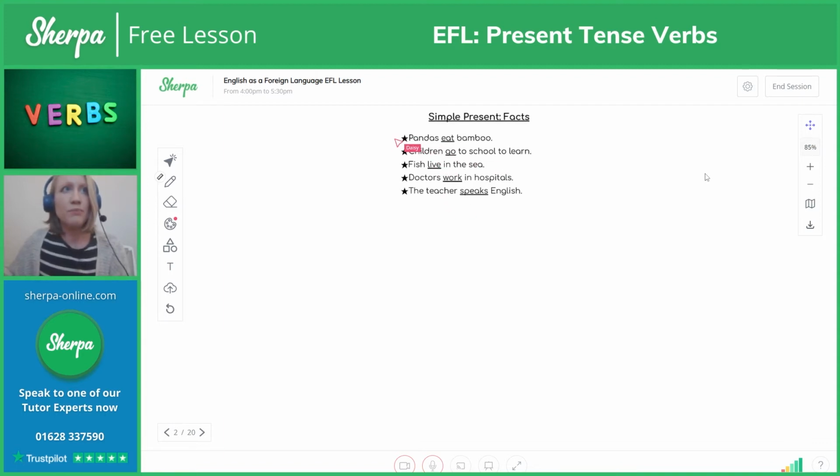Another example. Children go to school to learn. I've underlined go because it's a verb in the simple present tense. Copy me. Children go to school to learn. Okay, another example. Fish live in the sea. Live is a verb in the simple present tense. Fish live in the sea. Doctors work in hospitals. Work is a verb in the simple present tense. You try: doctors work in hospitals.